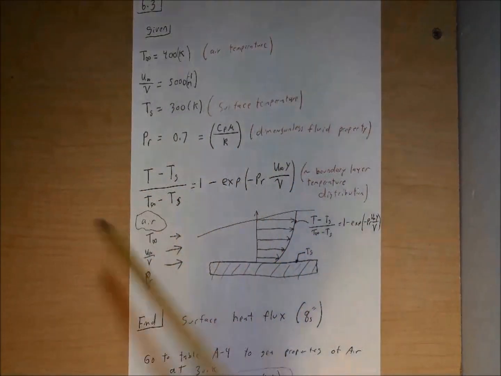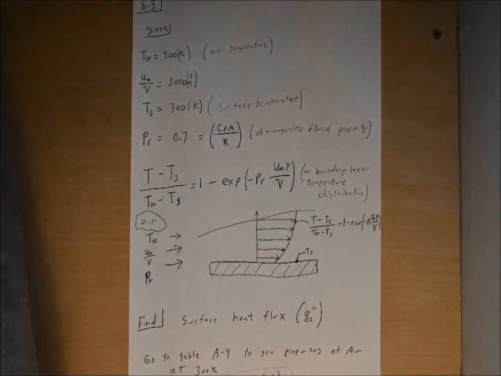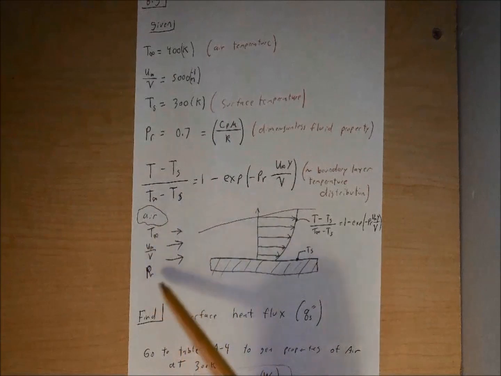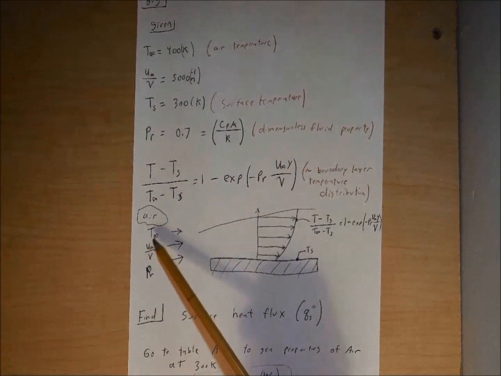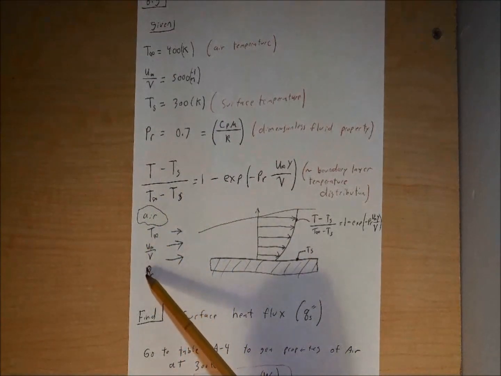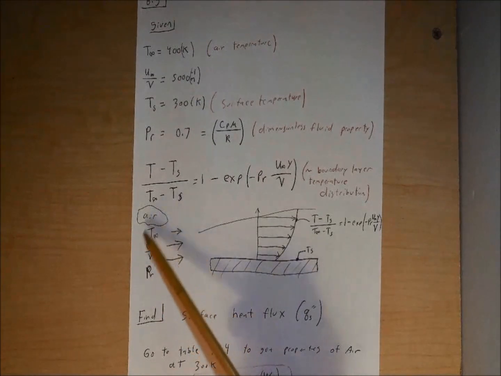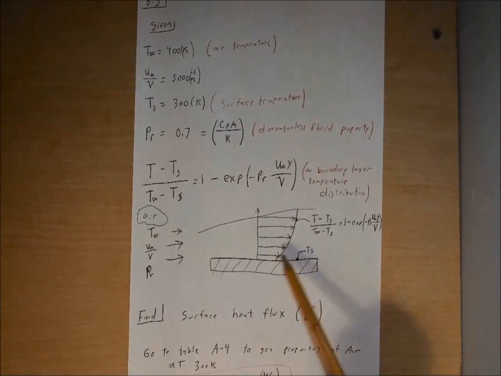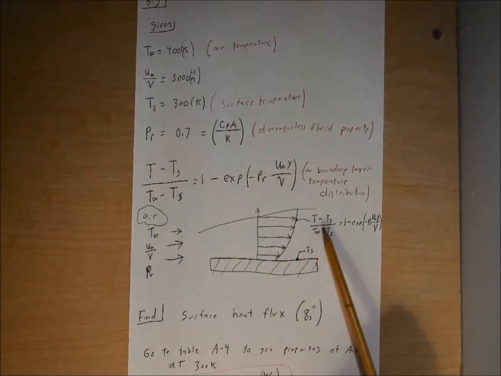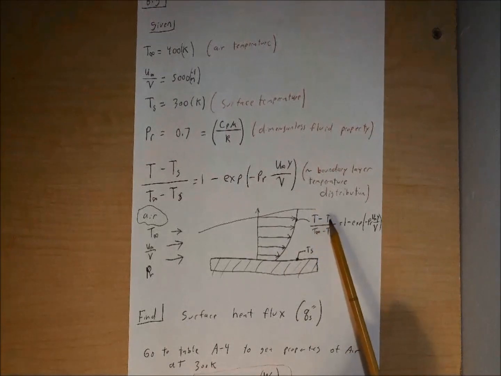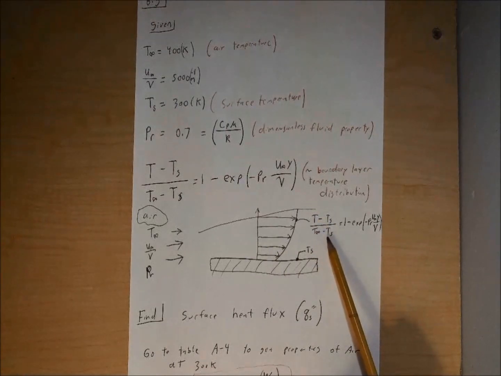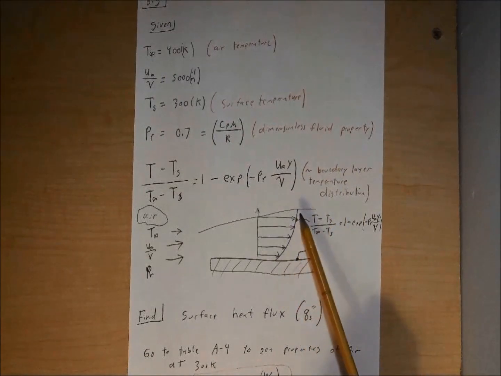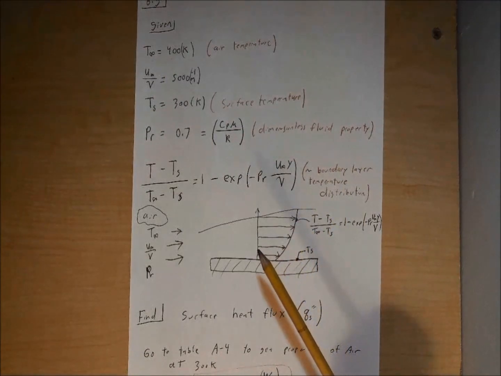What I do next is I draw out a little diagram. In this diagram, over here we have our ambient properties for air. There's my T sub infinity, my U infinity over nu, and my Pr number, all for the air. Then I have my surface right here, with T sub S, the surface temperature. And right here, I have my equation of (T minus T sub S) over (T infinity minus T sub S) that we see above for our boundary layer temperature distribution. So we can see how this is visually illustrated in our diagram.